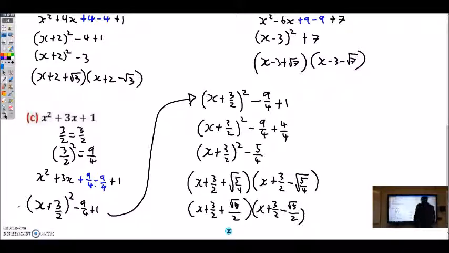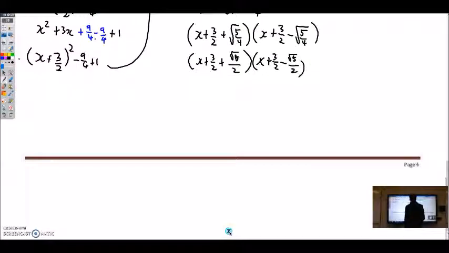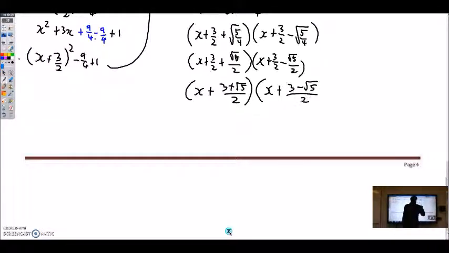And our final step here is to write everything over the same denominator. So we'll have x plus 3 plus root 5, all divided by 2. x plus 3 minus root 5, again, all divided by 2. This is part 1. Part 2 will be in the next video. Good luck.